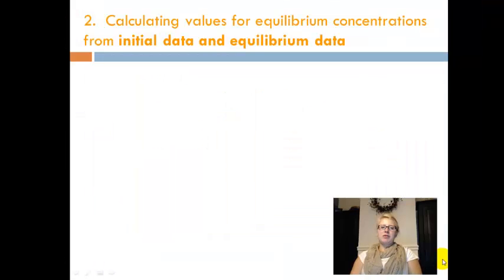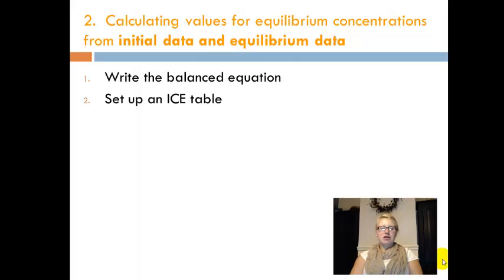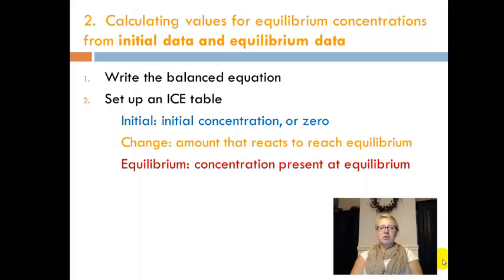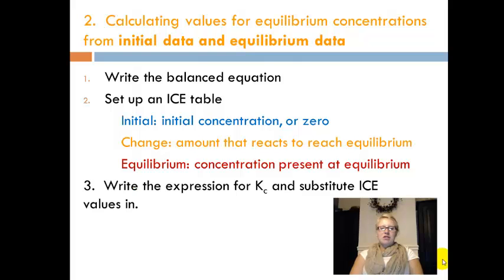The second type of problem asks you to calculate values for equilibrium concentrations from initial data and equilibrium data. So to do this, there's a few steps. The first thing you have to do is write the balanced equation. And then next you're going to set up what we call an ICE table. So the I stands for the initial concentration, the change stands for the amount that reacts to reach equilibrium, and the equilibrium is the concentration present at equilibrium. Then the third step is that you'll write the Kc expression and substitute the values from the ICE table in.